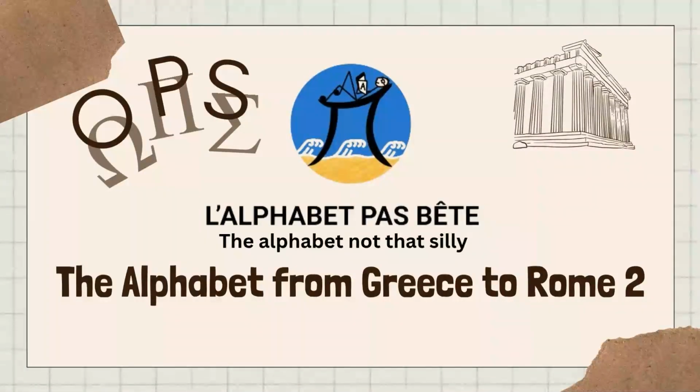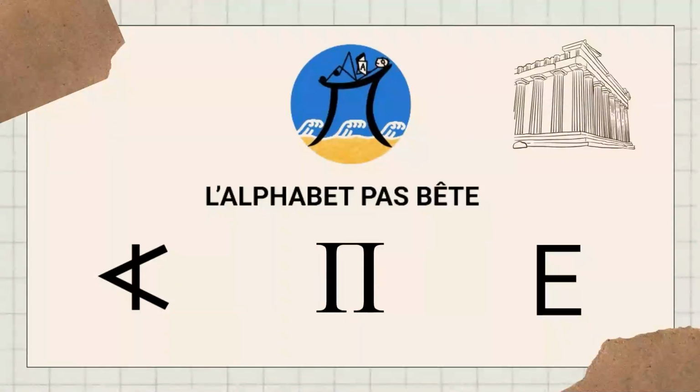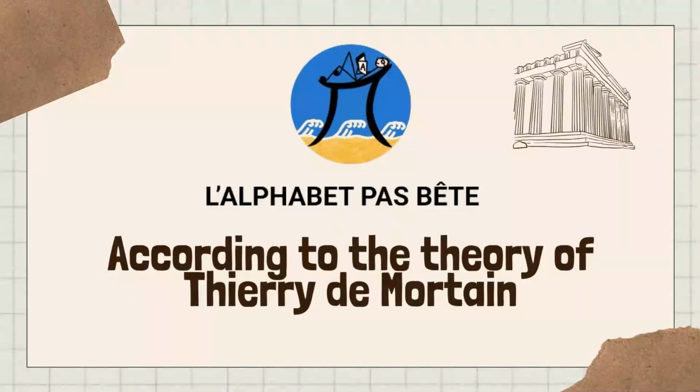In the first two videos, we saw how the Phoenician alphabet, when adapted to the Greek language, gave birth to the Greek alphabet, which then transformed into the Latin alphabet as it adapted to the Latin language. In this third video, we're going to take a closer look at the Greek and Latin origins of the letters in our alphabet, drawing on the theory proposed by Thierry de Mortain.